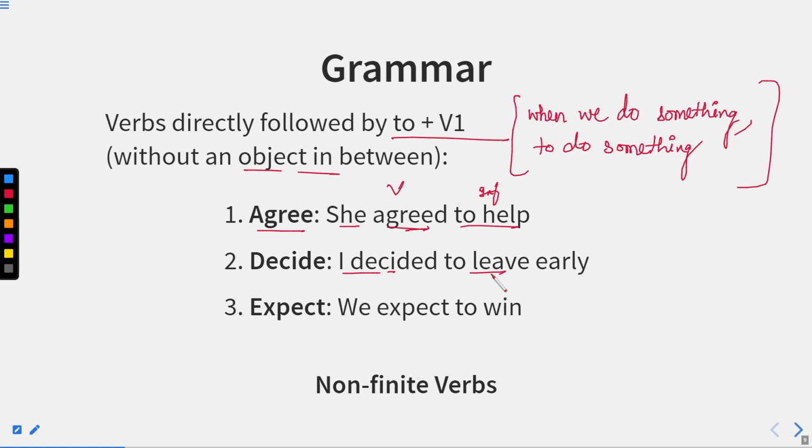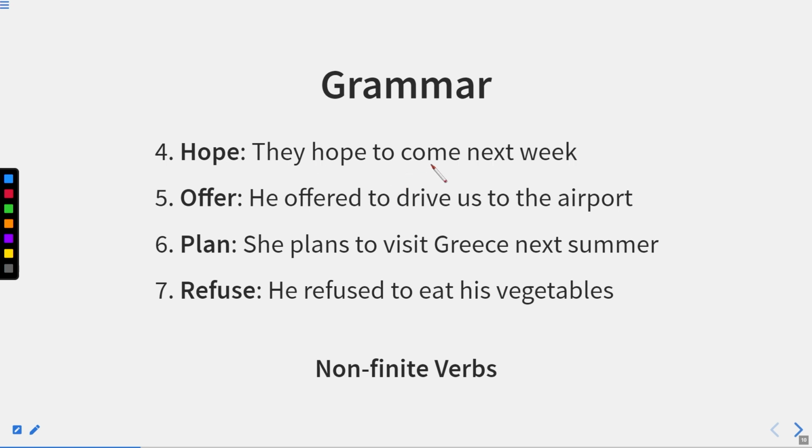Decided. I decided to leave. We expect to win. So in this sentence, expect is verb and to win is infinitive. Now let us move to the next one. Hope. They hope to come next week. So to come is infinitive and hope is verb. He offered to drive us to the airport. So to drive is infinitive and offered is verb. She plans to visit Greece next summer. So to visit is infinitive, whereas plans is verb. He refused. Now refused is verb, to eat is infinitive.